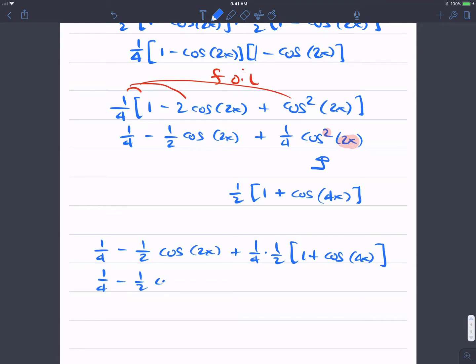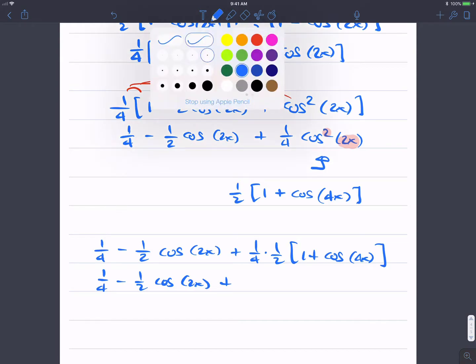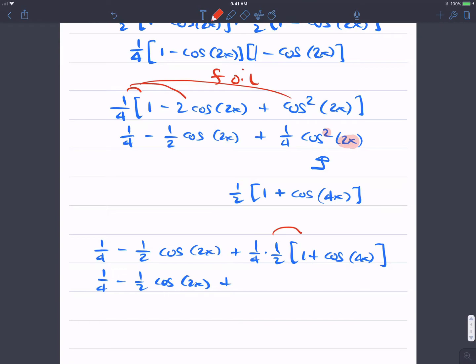So we're just going to have to do some arithmetic here and simplify what we have. 1/2 minus 1/2 cosine 2x plus 1/8. What I'm going to do here, I'm going to multiply my fractions, and I'm going to distribute, meaning I have 1/8 plus 1/8 cosine of 4x.